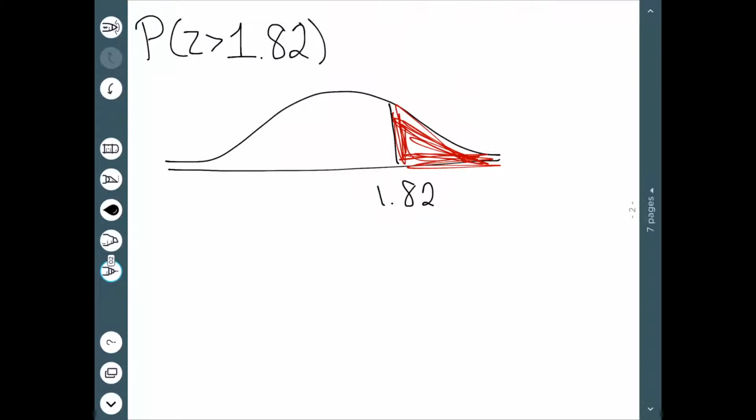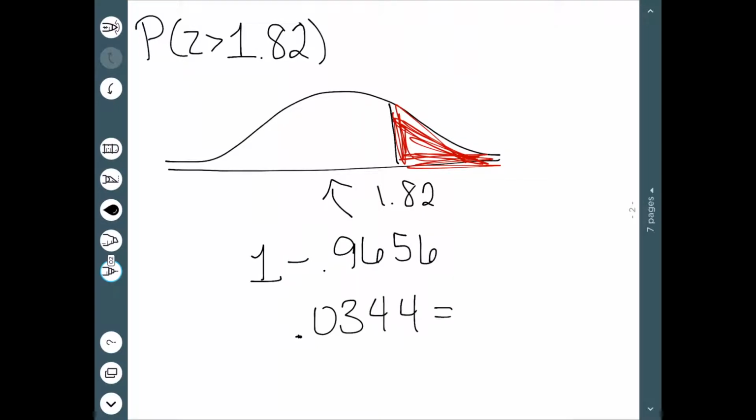Moving back to the example, we had that this corresponded to 0.9656, and this corresponds to this area that's unshaded, since our table always gives this area to the left. So we need to do 1 minus this, which gives us 0.0344, or equivalently 3.44%.